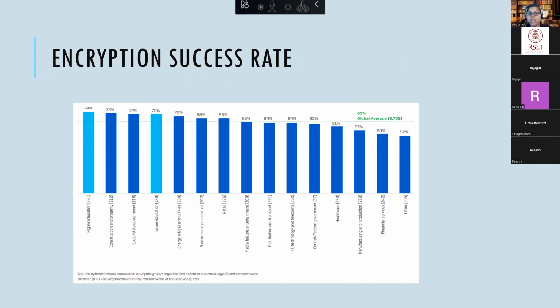From this statistics, it's very clear that the security measures we have in the educational sector are not very good. That's the reason why, amongst all the other sectors, you can see higher education has got the highest success rate of ransomware attack. And that purely shows the lack of proper security controls in place.